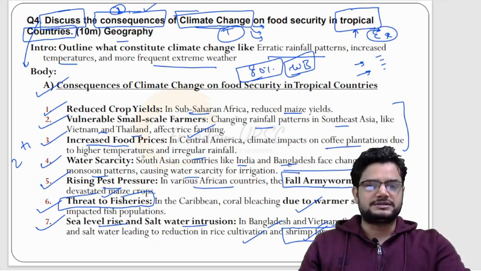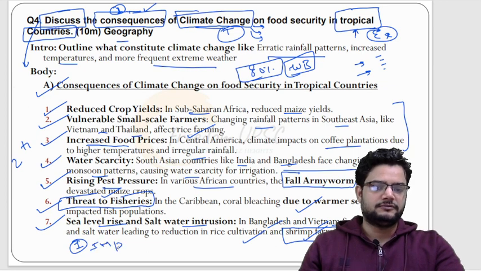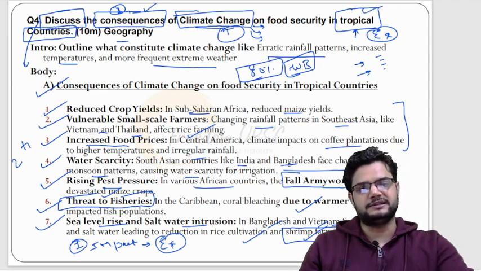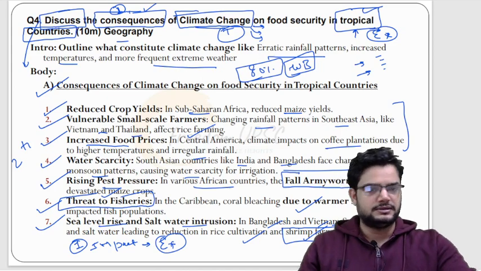So this is the structure of the point, in which you write what the impact is, which would be your argument. Then you write what the example is. These examples need to be from tropical countries because it is specifically asked in the question. So this is how you will structure the answer.